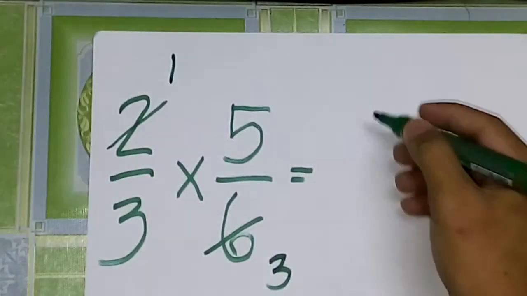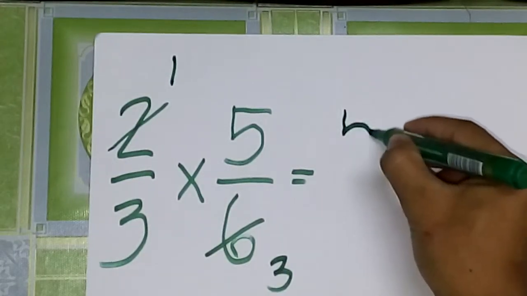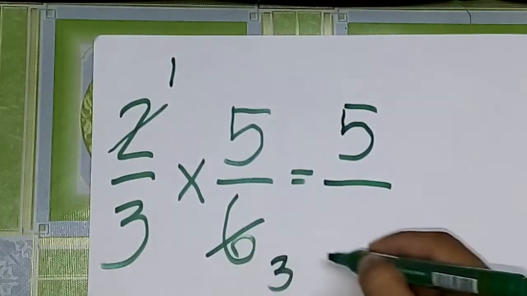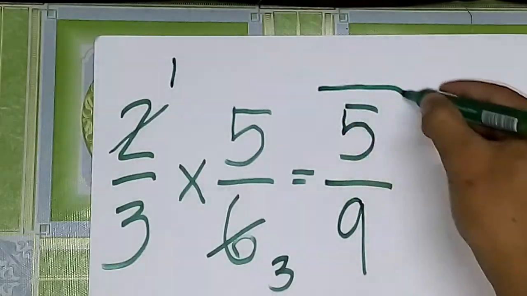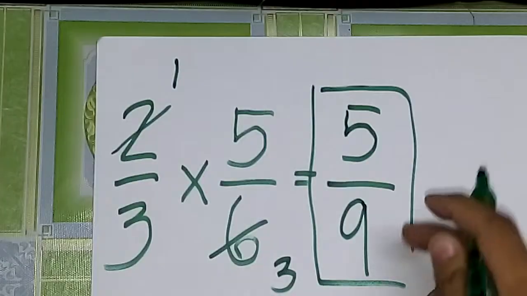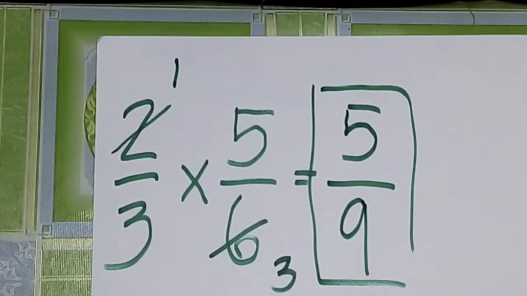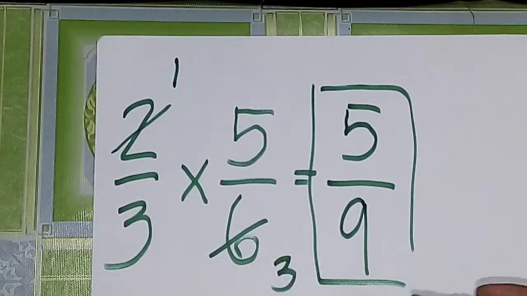So 1 times 5 is 5. 3 times 3 is 9. So we have our final answer, 5/9. So you can see 5/9 is already in lowest term because we did cancellation before we multiply.